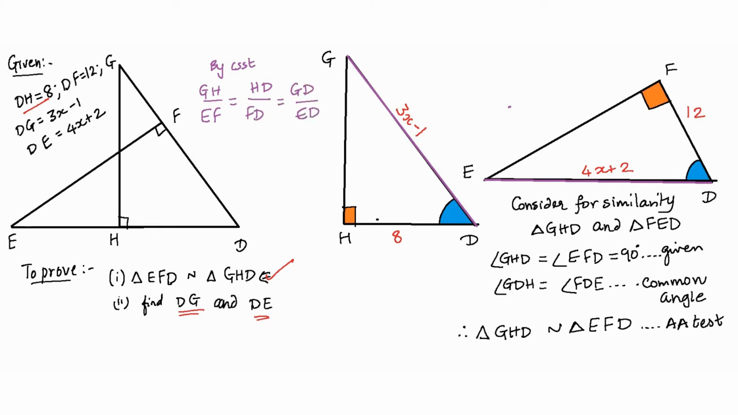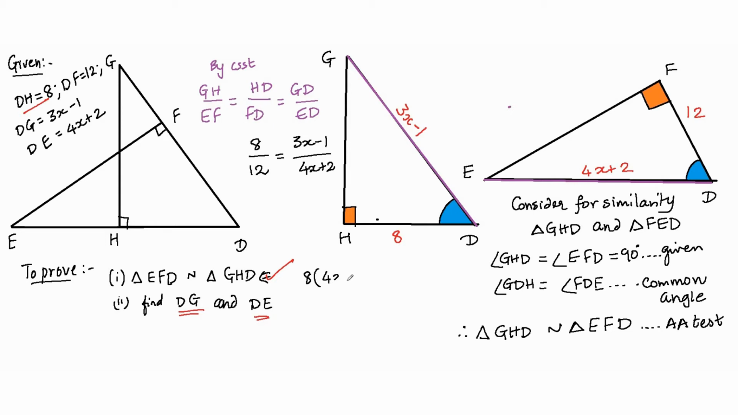So let us write the parts which are given. It is given that DH is equal to 8. So 8 upon FD, which is 12. So 8 upon 12 is equal to GD, which is 3x minus 1, divided by DE, which is 4x plus 2. So now cross multiplying this, you will get a simple linear equation. So let's cross multiply.